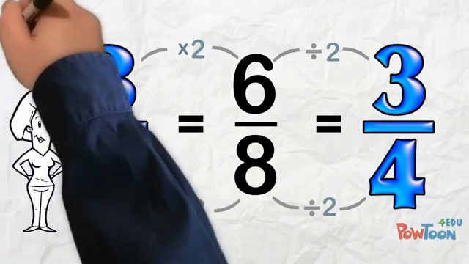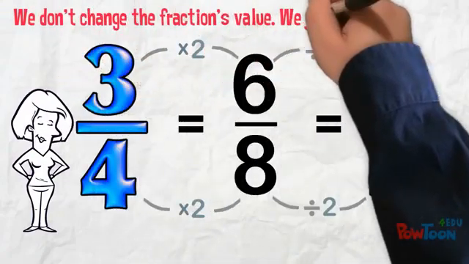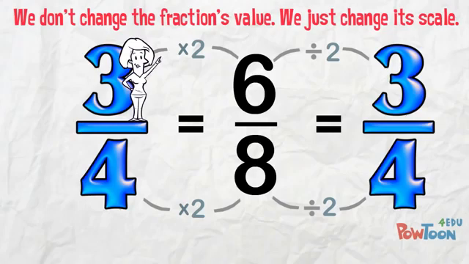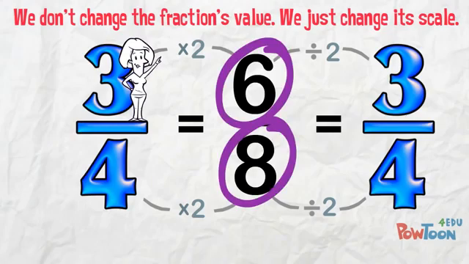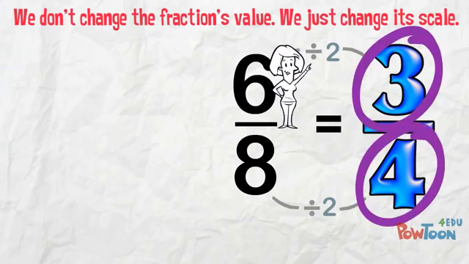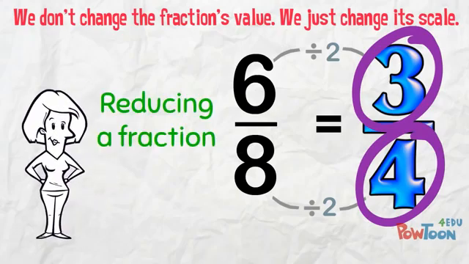We're not changing the value of the fraction, we're just changing its scale. We use multiplication to scale the fraction up so the values look bigger. We use division to scale the fraction down, making the values look smaller. That's why it's called reducing a fraction, because we're making it look smaller.